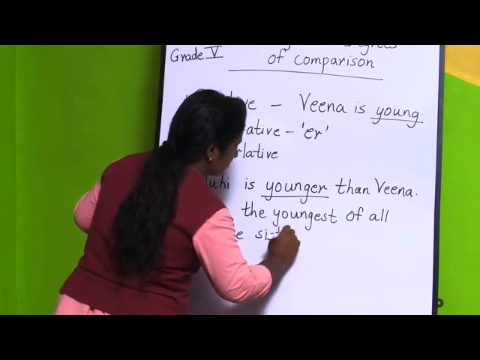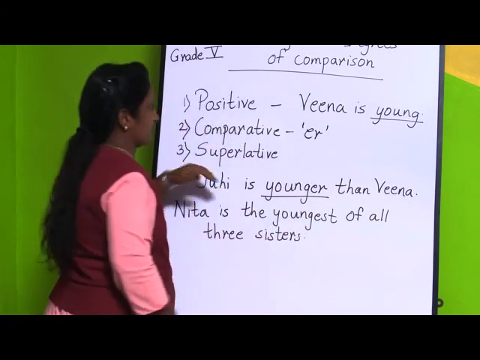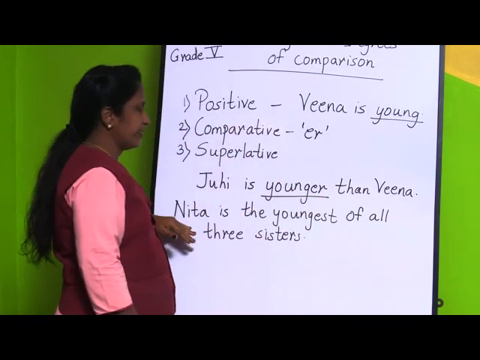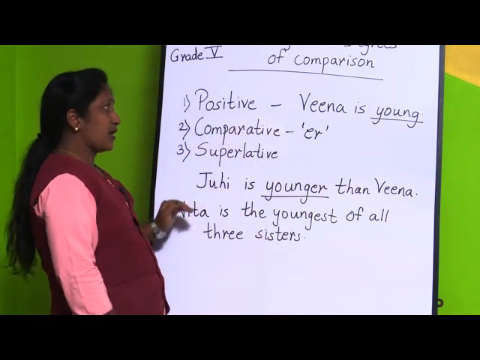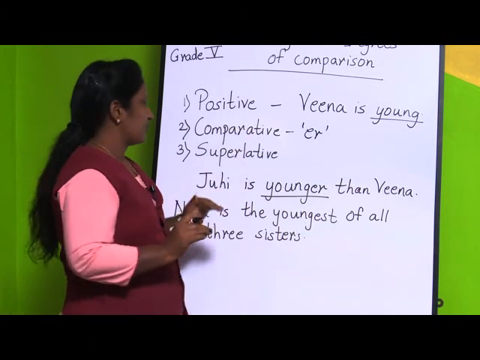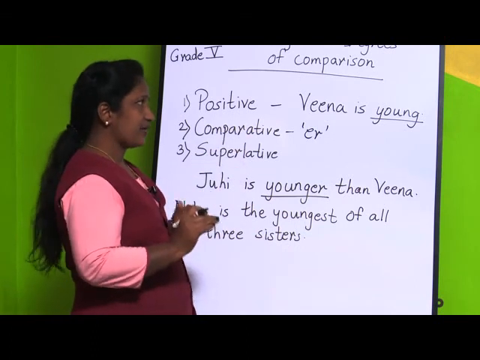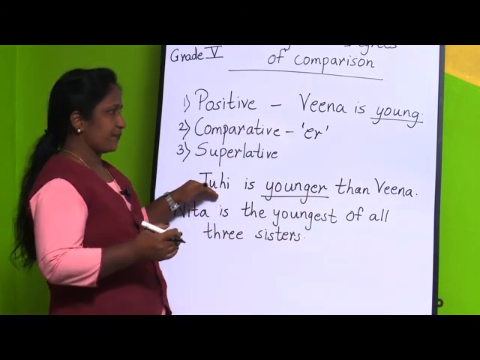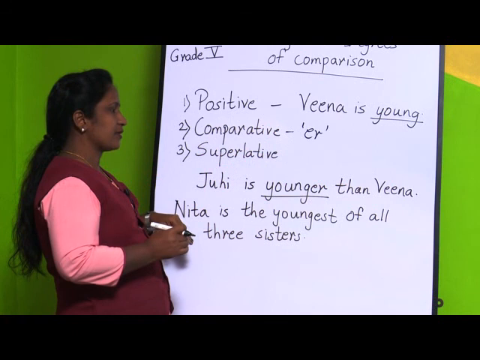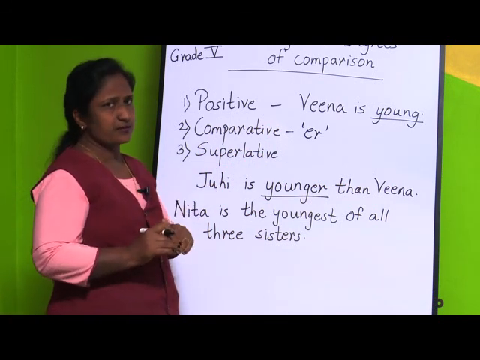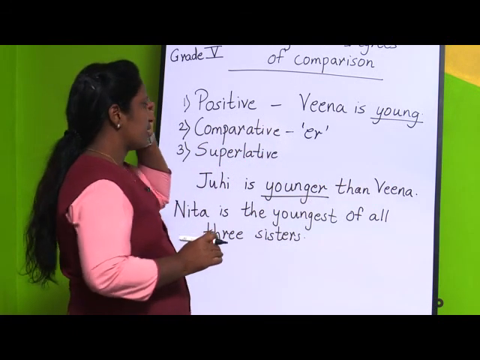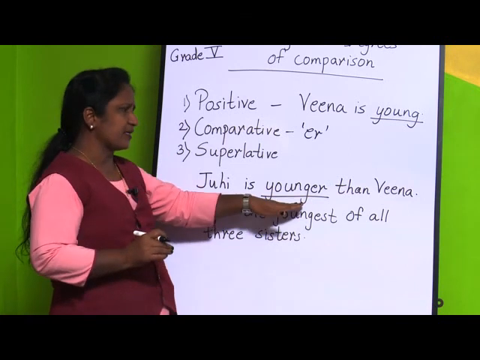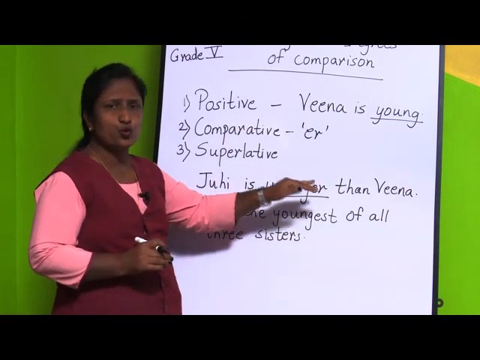Now, they are all three sisters: Veena, Juhi and Neeta. Now, Veena is a bit young. Neeta is young. Veena is young. Second, you have seen that Juhi is younger than Veena, which means Juhi is a bit younger than Veena. So that is the comparative degree, where we have compared between two persons.